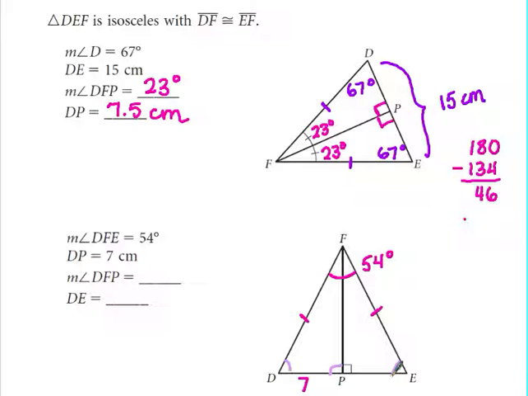Okay, and so I also know that if this is 7, what does PE have to be? 7. So what's the length of that entire segment? 14, and it'll be 14 centimeters. And so last but not least, I have to figure out what DFP is. So I need to figure out what this angle is right here. 27. It's going to be half of 54. Nice job. 27 degrees. Okay?